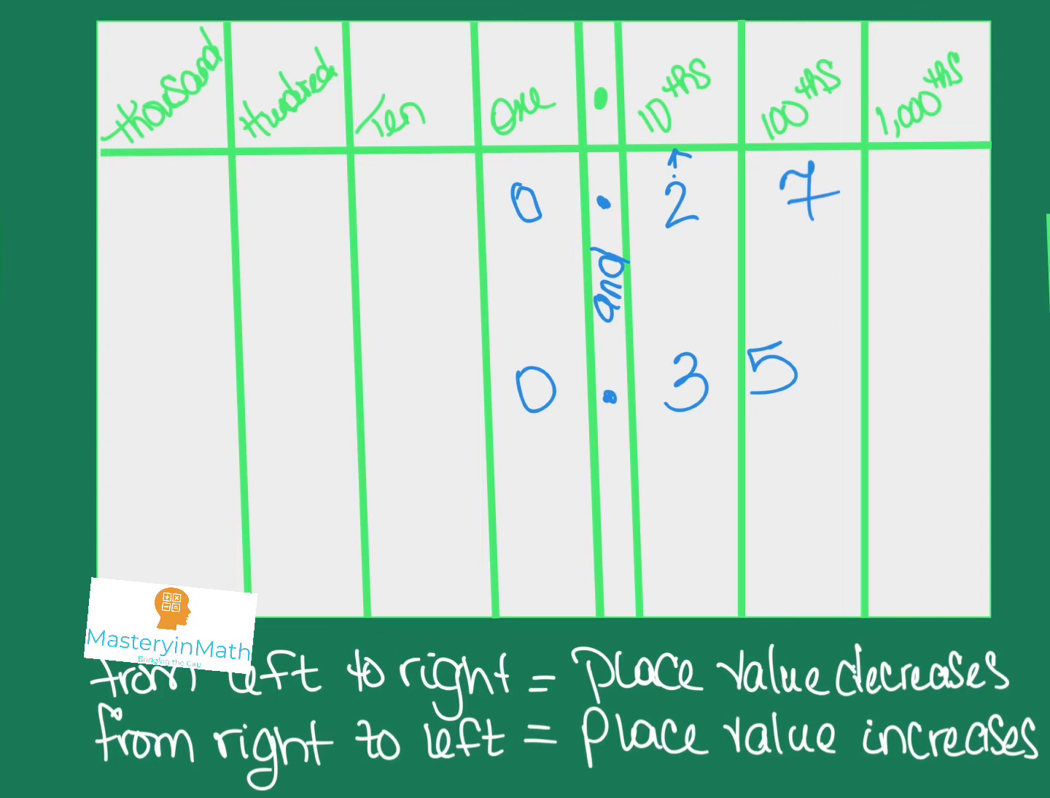Now, pay attention to this, because if you have this, that's a little different. You would say 351 thousandths, because that 1 is in the thousandths place. But here's what I want you to pay attention to. Let me erase this.